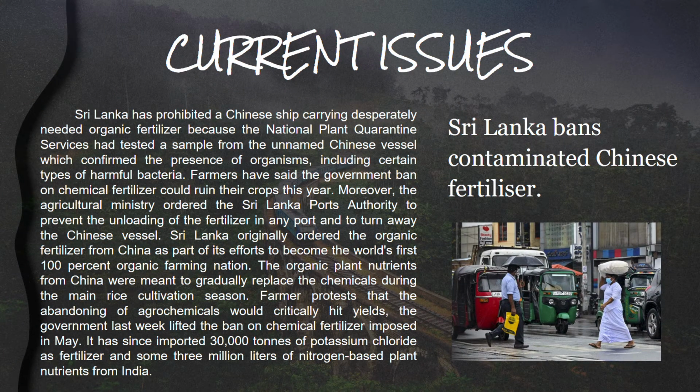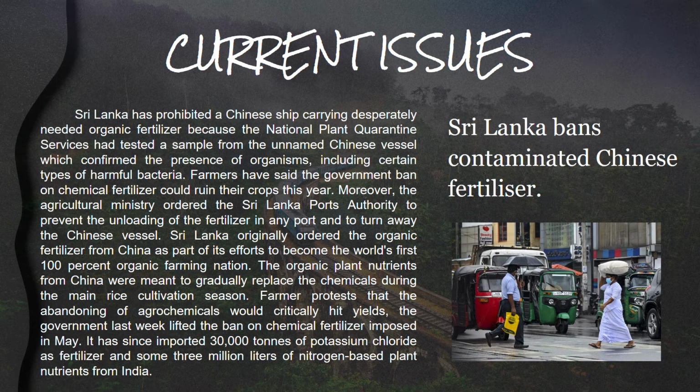The next current issue is that Sri Lanka bans contaminated Chinese fertilizer. Sri Lanka has prohibited a Chinese ship carrying desperately needed organic fertilizer because the National Plant Quarantine Services tested a sample from the unnamed Chinese vessel, which confirmed the presence of organisms including certain types of harmful bacteria. Farmers have said the government ban on chemical fertilizer could ruin their crops this year. Moreover, the Agriculture Ministry ordered the Sri Lanka Ports Authority to prevent unloading of the fertilizer in any port and to turn away the Chinese vessel.